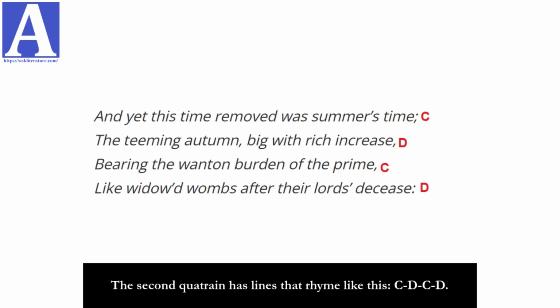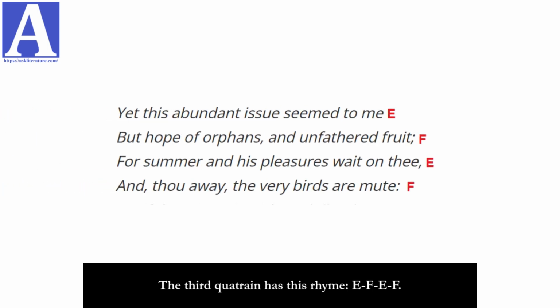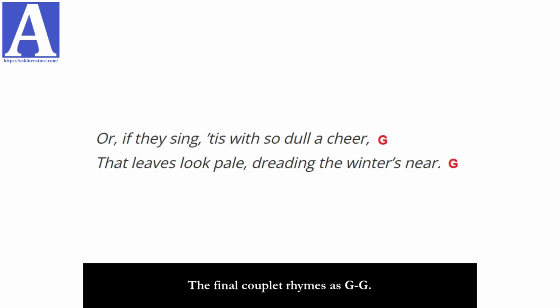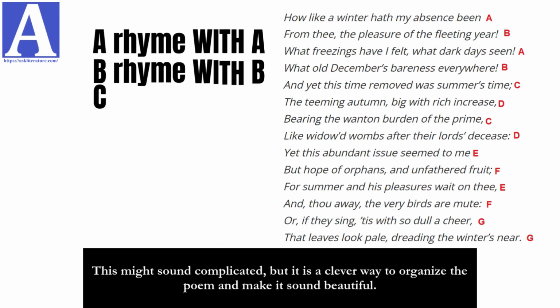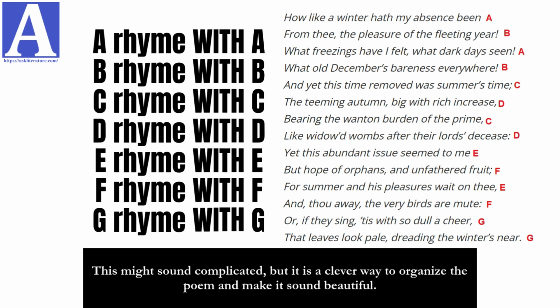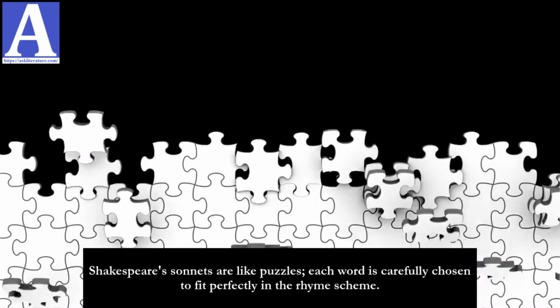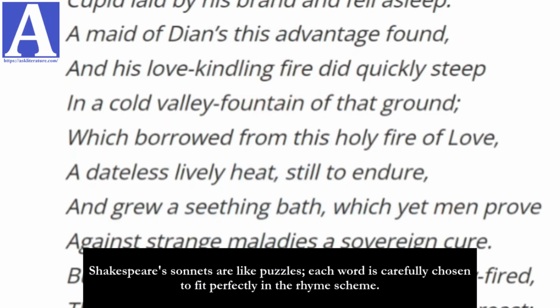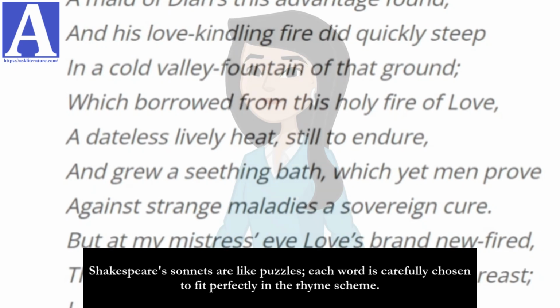The second quatrain has lines that rhyme like this, CDCD. The third quatrain has this rhyme, EFEF. The final couplet rhymes as GG. This might sound complicated, but it is a clever way to organize the poem and make it sound beautiful. Shakespeare's sonnets are like puzzles, each word is carefully chosen to fit perfectly in the rhyme scheme.